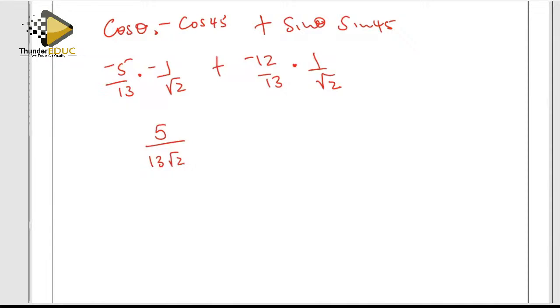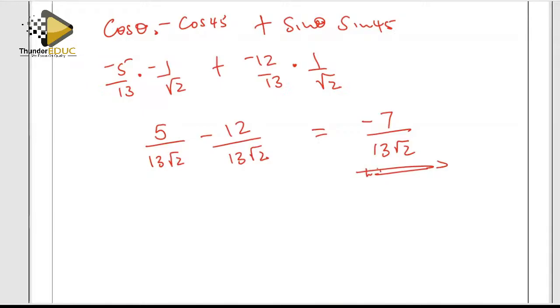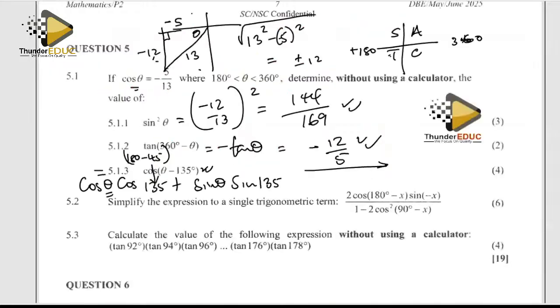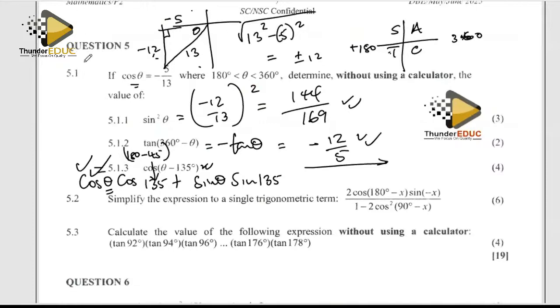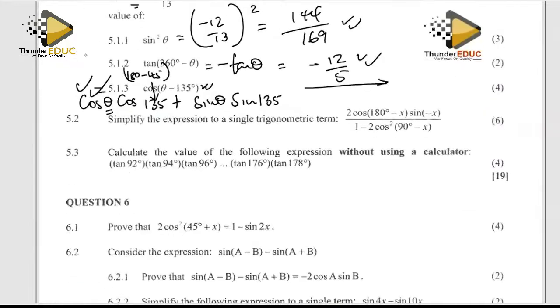5/13√2. And then I'm adding, no, I'm not adding, I'm subtracting 12/13√2. So 5 minus 12, I'm going to get -7/13 square root of 2. So guys, that is what I'm getting as my final answer. Okay, so that is 5.1.3.